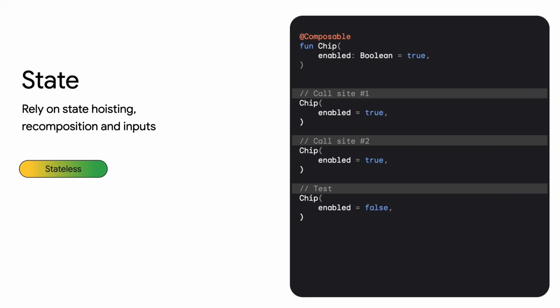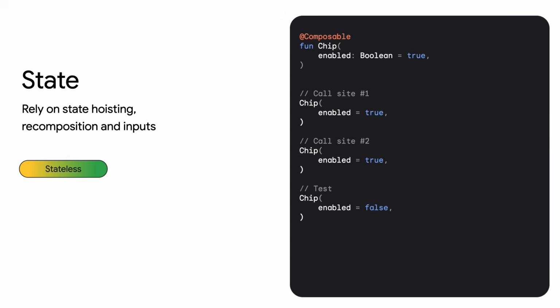Wherever possible, prefer the stateless composables that hold no state of their own, but instead accept it as input and are controlled by the caller. This makes your API more reusable and testable, as the caller is dictating the changes and your component just follows. Extracting the state control like this is called state hoisting, a common compose practice.